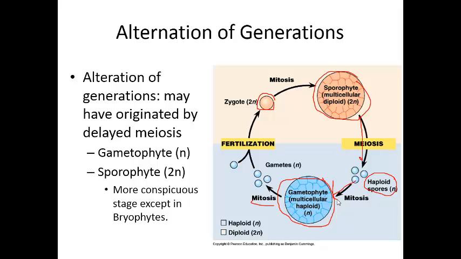The important thing to understand here is that both generations are separate organisms. You have a haploid gametophyte organism, and we have a diploid sporophyte organism. In most plants, the sporophyte generation is the conspicuous generation. It's the generation that we think of when we think of that plant, and it's the generation that we typically see in nature. The only exception would be the bryophytes like mosses. When you see moss outside, you're actually looking at the gametophyte generation.